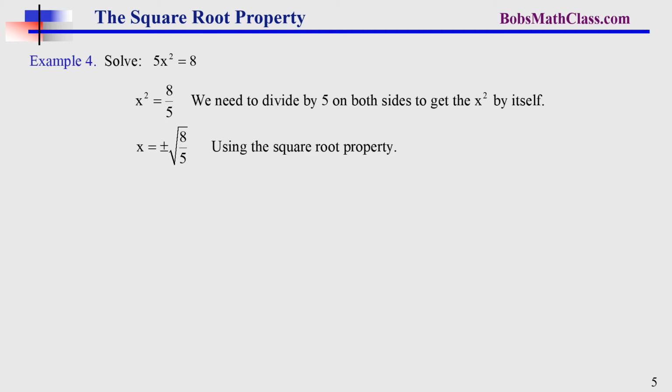Okay, now we have to simplify that. We have a radical 5 on the bottom. Do you remember rationalizing the denominator from the last chapter? Yeah, of course. So we're going to multiply top and bottom by square root 5. You could have also simplified the square root of 8 first, but we're doing it this way.